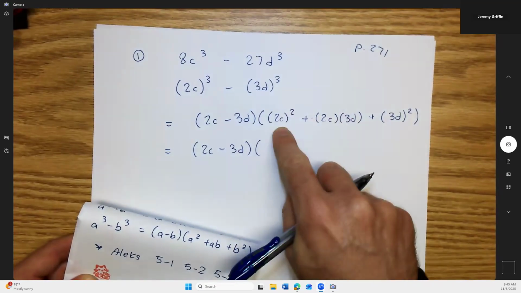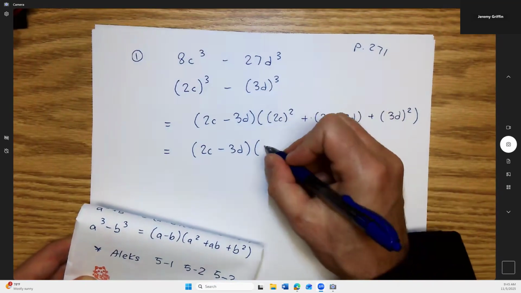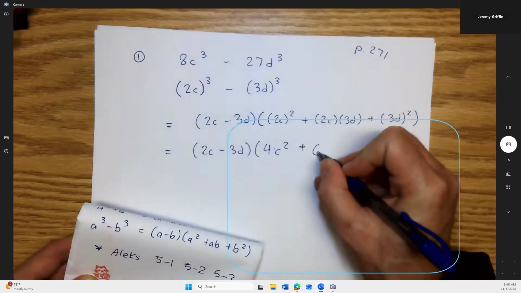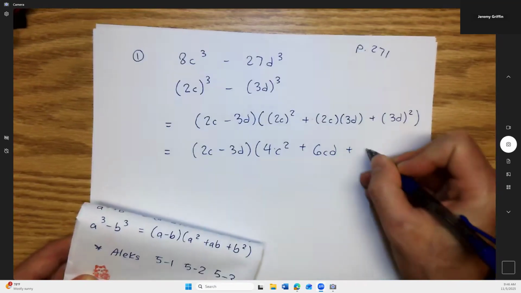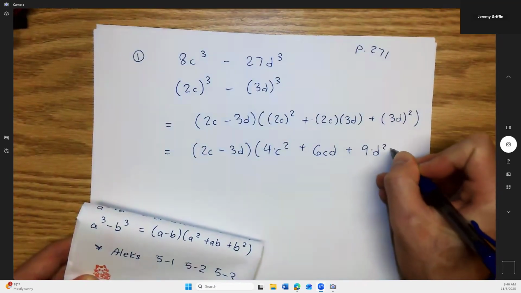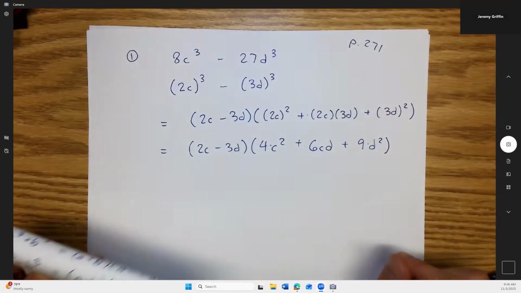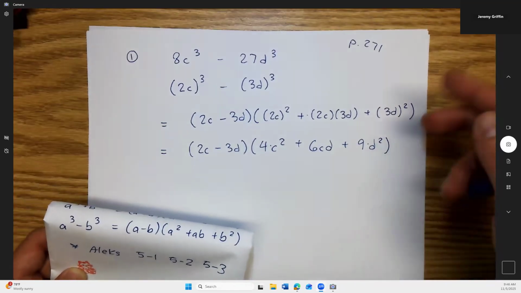If you wanted to, you could expand this to 4 times c squared. And then you could combine all this to make a 6cd. And then this could be 9d squared right here. So you could do that. And I think that would probably be about as far as you could take that. Yeah, so that does factor like that.